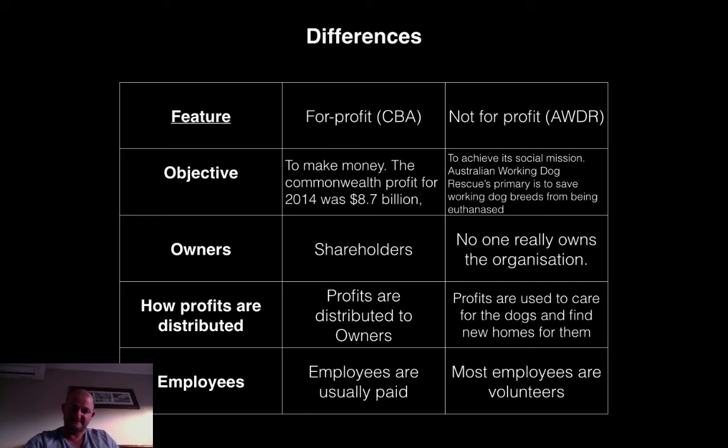Employees, the key differences are, in a for-profit organisation, employees are usually paid. In a not-for-profit organisation, most employees are volunteers. Now, that doesn't mean that there can't be paid employees. Just the majority in most of these not-for-profit organisations are volunteers.